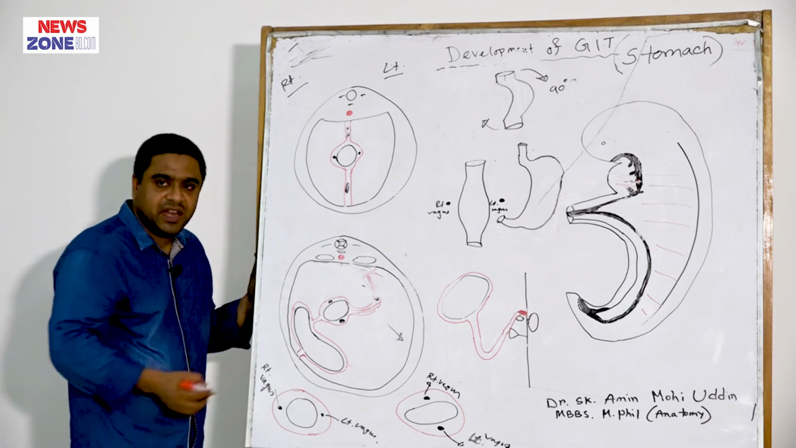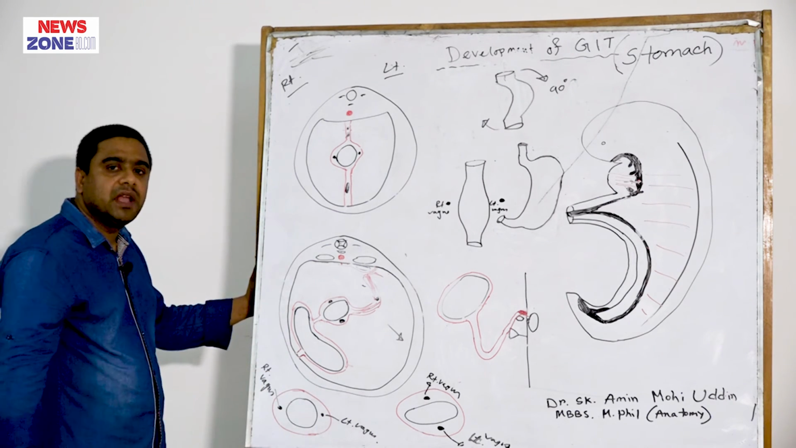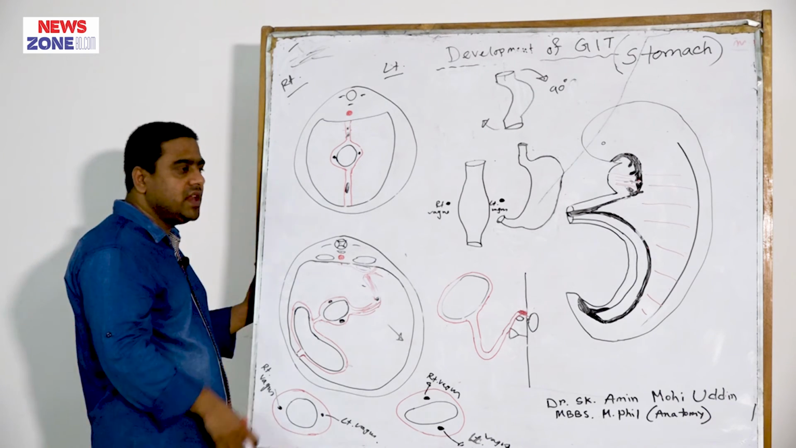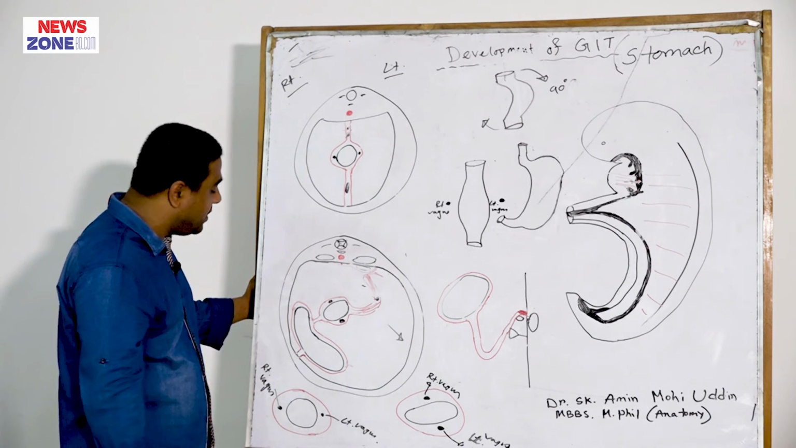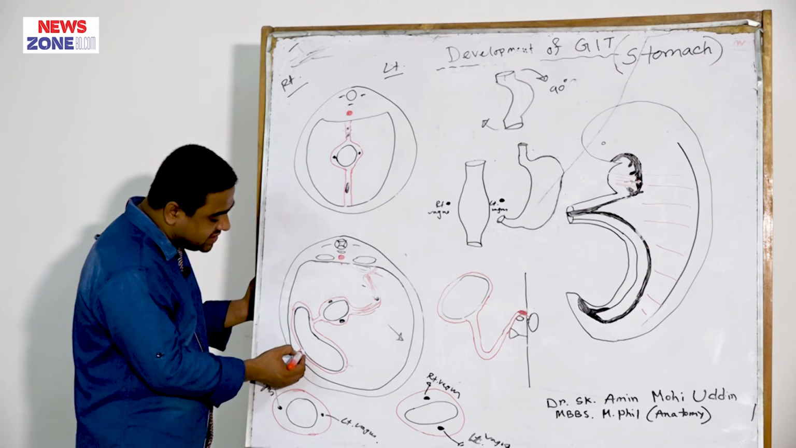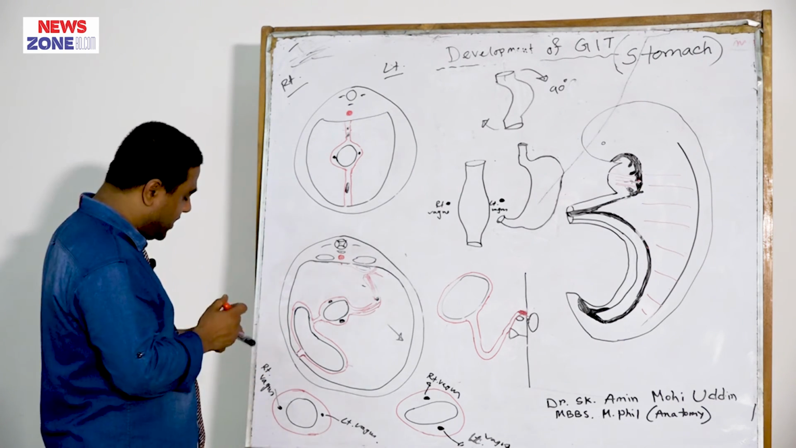This falciform ligament, in the very beginning of development, carries the left umbilical vein. That left umbilical vein later forms the ligamentum teres hepatis, or round ligament of the liver. So the falciform ligament contains, in adult life, the round ligament of the liver.